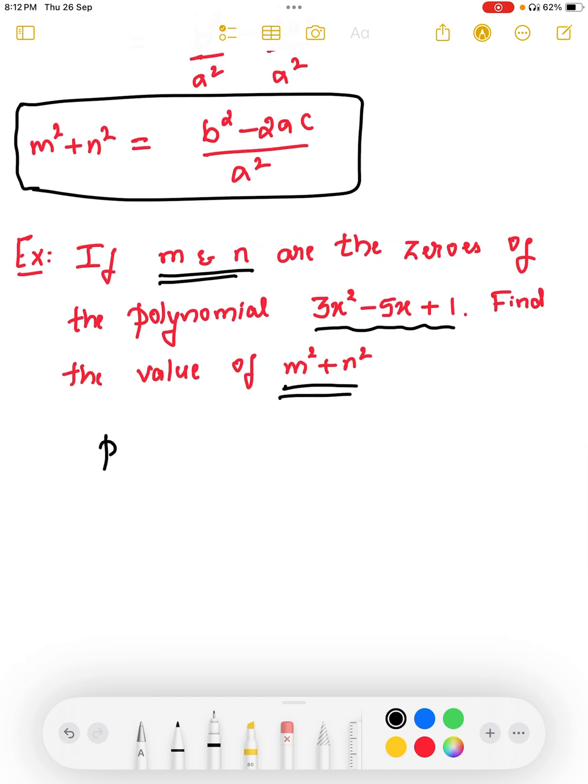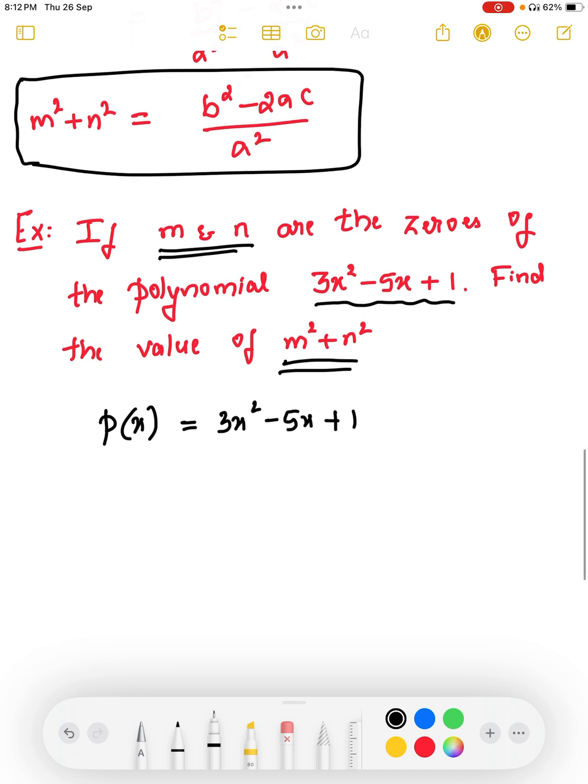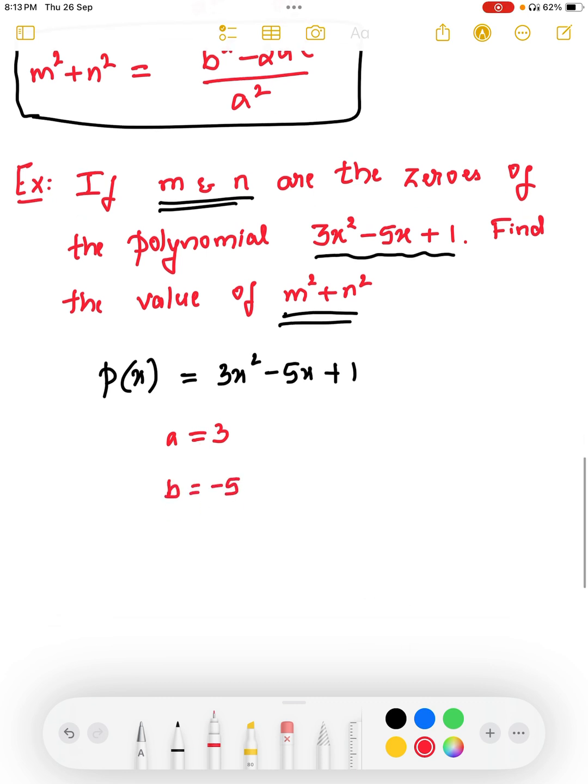Okay, now what we have? What is the polynomial they have given? P of x equal to 3x square minus 5x plus 1. So we have to write down the values of a, b and c here. What is a? Coefficient of x square, that is 3. And what is b? Coefficient of x, that is minus 5. And what is c? It's the constant term, that is 1 here.